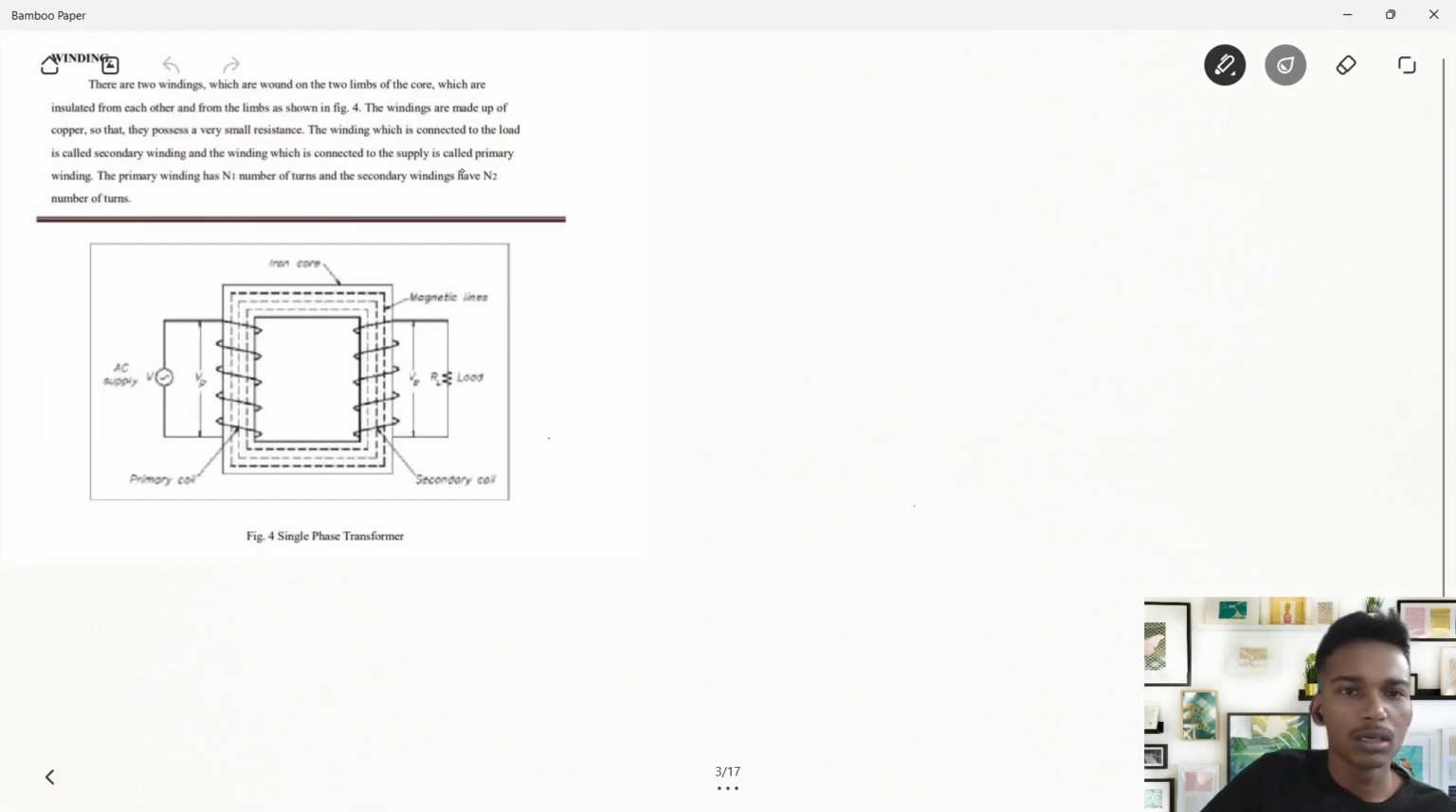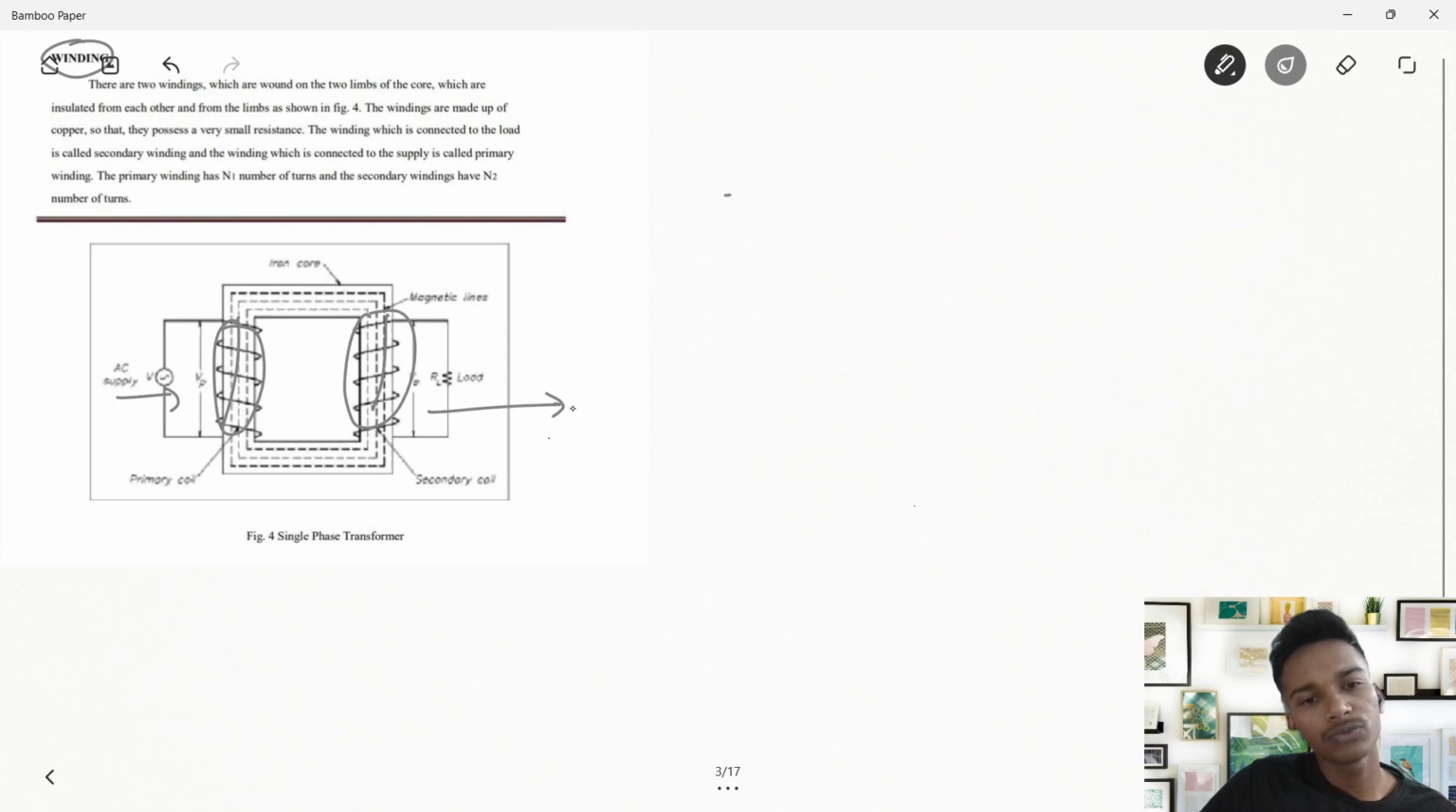We have discussed the magnetic core, right? Now we will discuss winding. What is meant by winding? There are two windings which are wound on the two limbs of the core. This is one limb and this is another limb. This is the primary limb and this is the secondary limb. The primary limb is where we apply the input supply, and the secondary limb is the place where we take out the load.